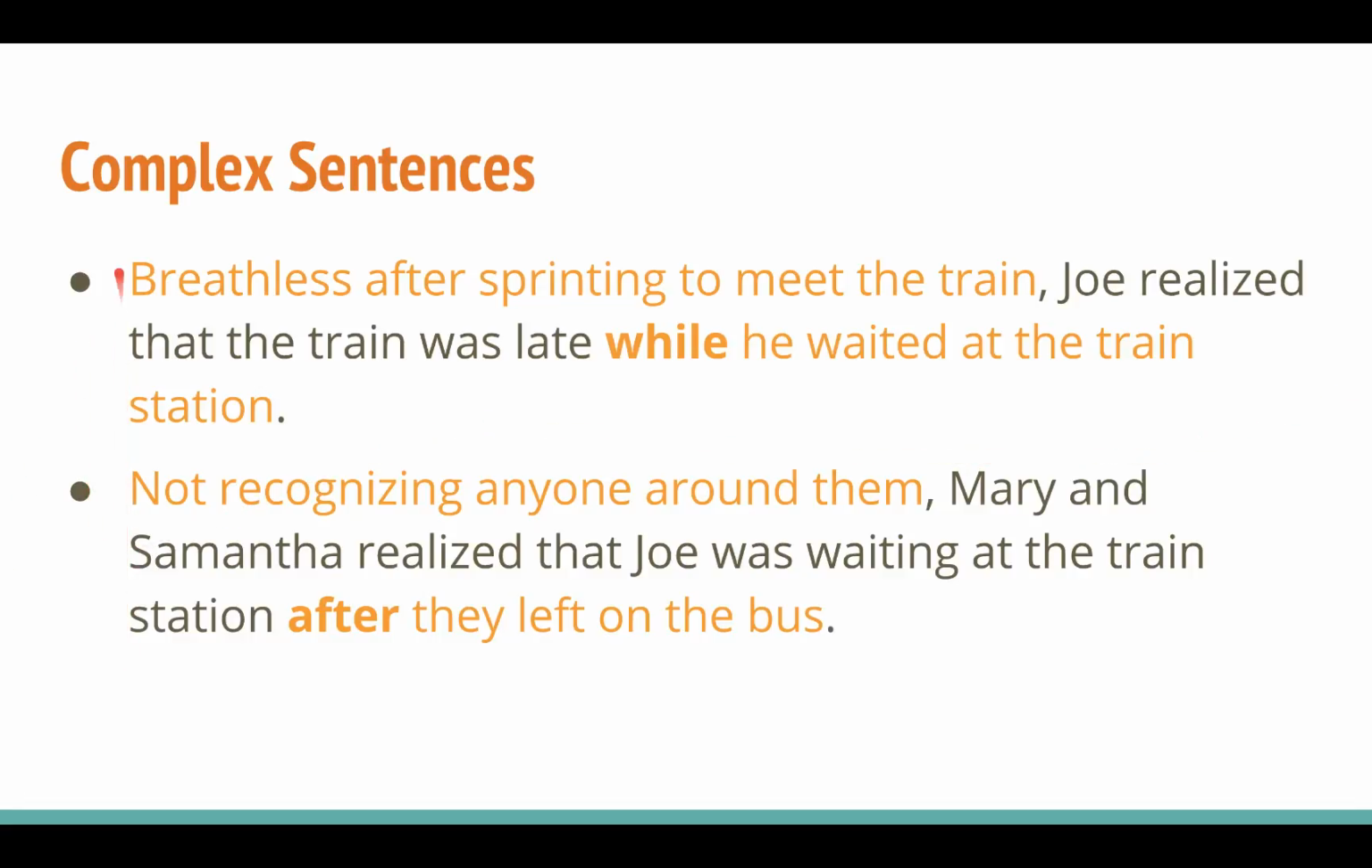Here's two more examples. Breathless after sprinting to meet the train, Joe realized that the train was late while he waited at the train station. Not recognizing anyone around them, Mary and Samantha realized that Joe was waiting at the train station after they left on the bus. Take a second and see if you can figure out independent clause versus dependent clause and find any subordinating conjunctions. So go ahead and pause this, see if you can do that.